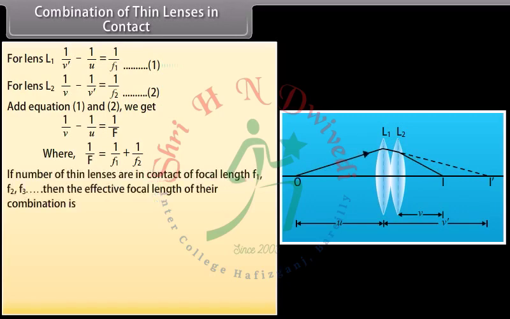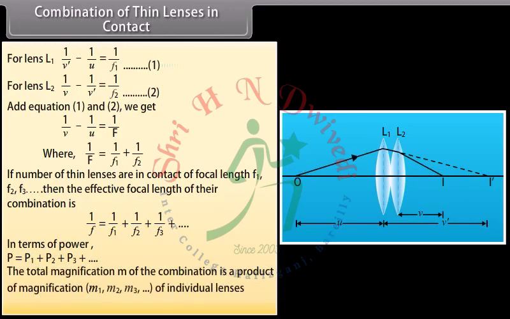If a number of thin lenses are in contact, of focal lengths f1, f2, f3, then the effective focal length of their combination is 1/f is equal to 1/f1 plus 1/f2 plus 1/f3 and so on. In terms of power, P is equal to P1 plus P2 plus P3 and so on. The total magnification M of the combination is a product of the magnifications M1, M2, M3 and so on of the individual lenses. M is equal to M1 times M2 times M3.